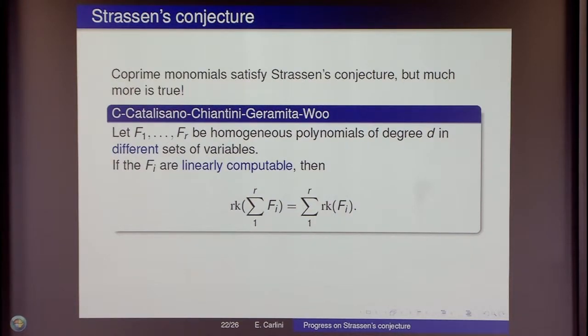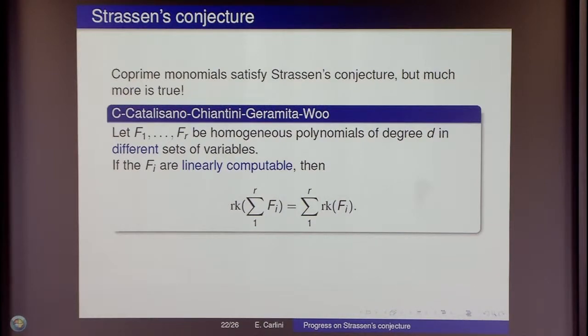So if you can characterize the rank, not just compute it, but characterize it in this nice way, then you can prove that the rank of the sum, when they are in different sets of variables, is the sum of the ranks. So the main thing I want to show you is this way of proving Strassen's conjecture whenever you have these two properties, different sets of variables and linearly computable. Now I'm going to show you some examples of linearly computable forms and some problems that arise when you want to work with them.